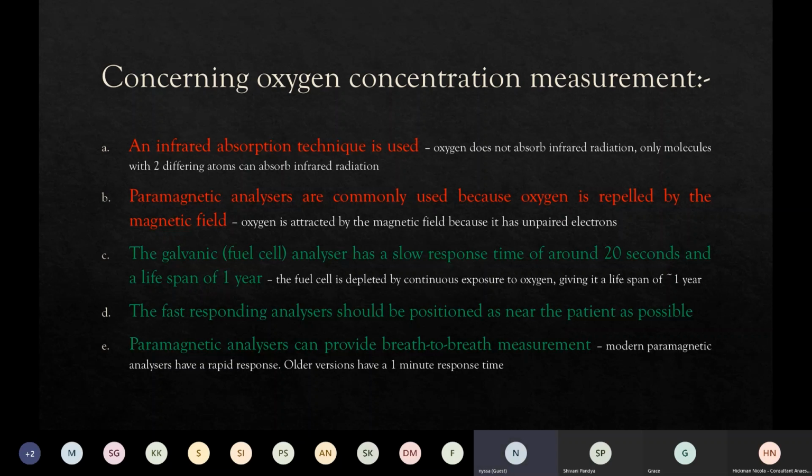And paramagnetic analyzers can provide breath-to-breath measurement. That's true. Some of the older ones tended to be a lot slower, and they could have a response time of up to 1 minute. So they couldn't do breath-to-breath measurement, but the modern ones have a rapid response, so they can.